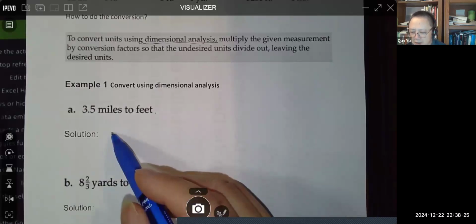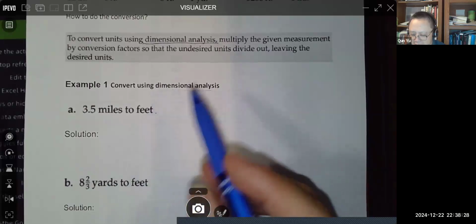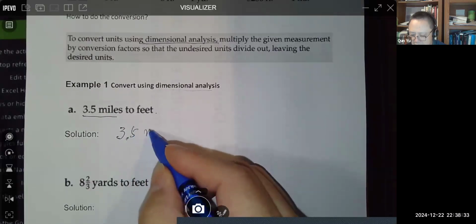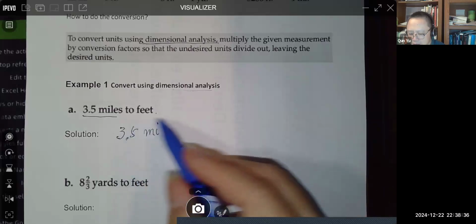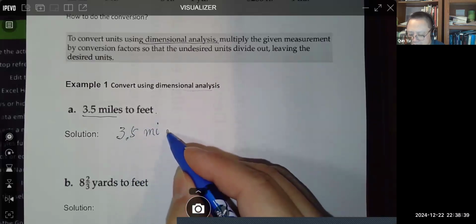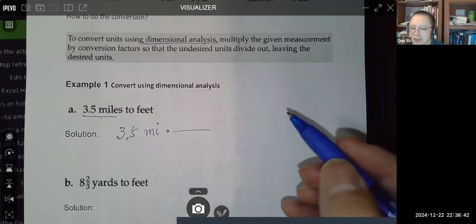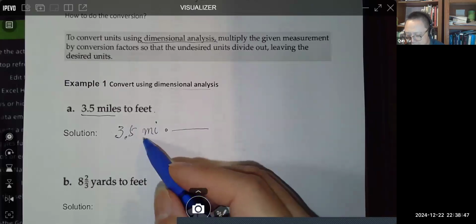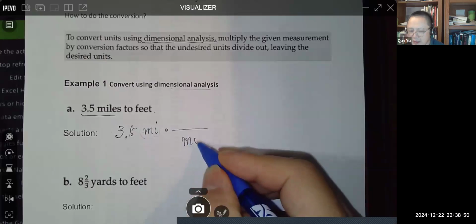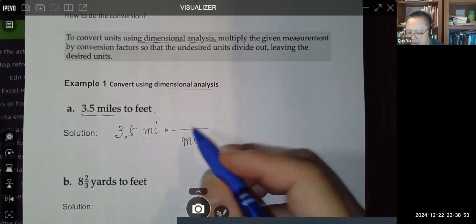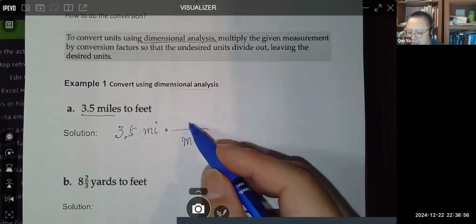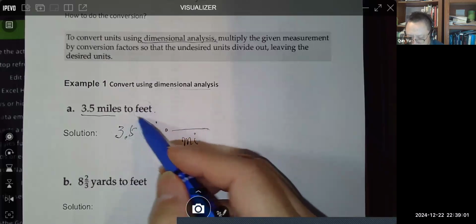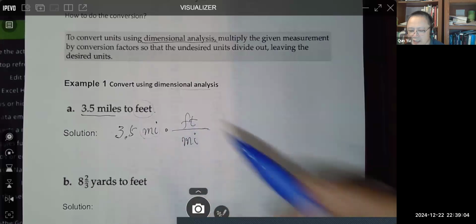Now, here is the structure of dimensional analysis method. First, you just write down the given quantity. So this is in miles. Whatever this is, don't do anything. You just multiply it by a conversion factor, by a fraction. In this fraction, make sure you have the same unit as the given one on the bottom so that they can be canceled. On the other side of the bar, you bring in the unit that you want to have. We call it desired unit. So we want to have feet, right? That's all we need.